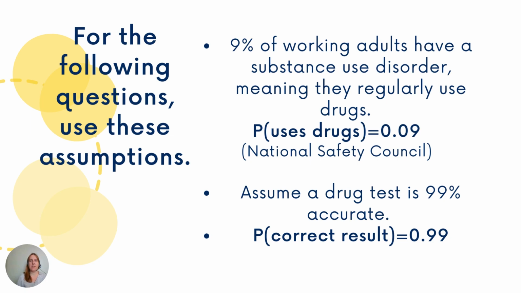9% of working adults have a substance use disorder. This means these people regularly use drugs, and we would assume that they would test positive for drug use. This data is according to the National Safety Council. You can find a link in your worksheet. We could write this as the probability of uses drugs equals 0.09. For these problems, we're also going to assume that a drug test is 99% accurate. So probability of a correct result equals 0.99.